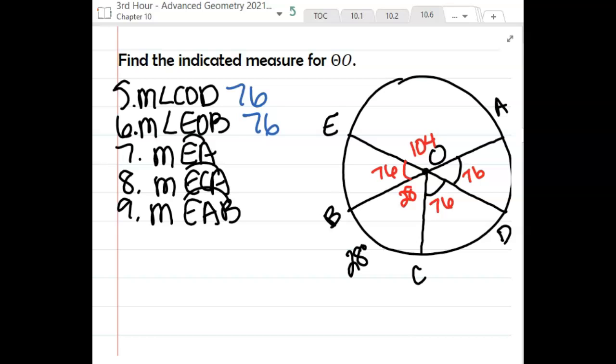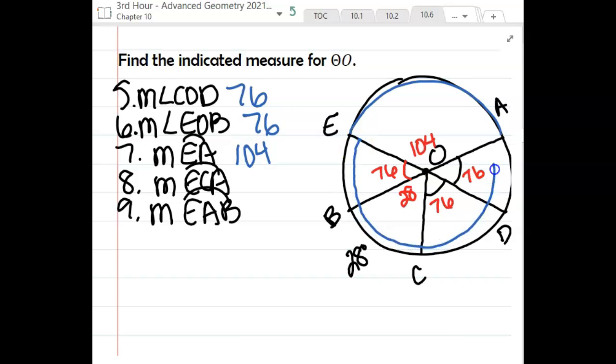Now let me challenge you guys. Bring back something from yesterday. How do I know which way to go? Do I go from E to A this way, or do I go from E to A this way? It's the smaller one. This just has 2 letters, so you're just going to go straight from E to A. So what is the measure of arc EA? 104.